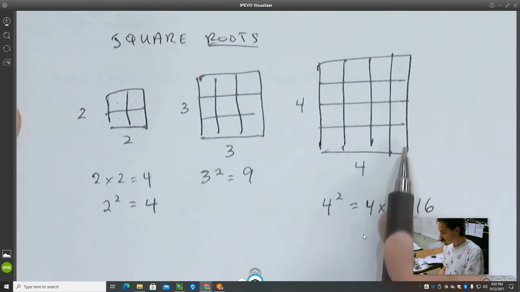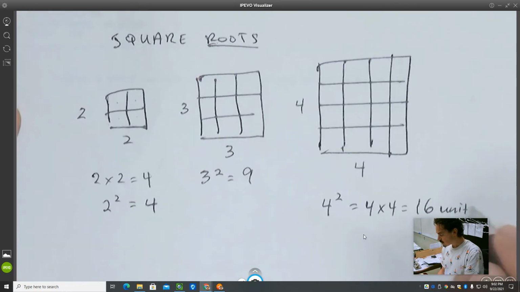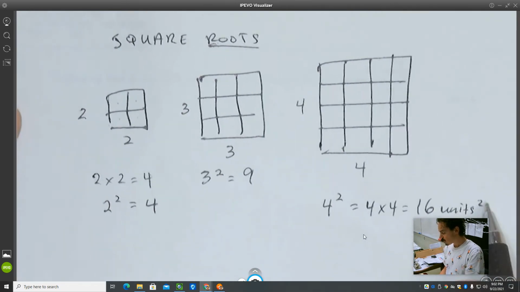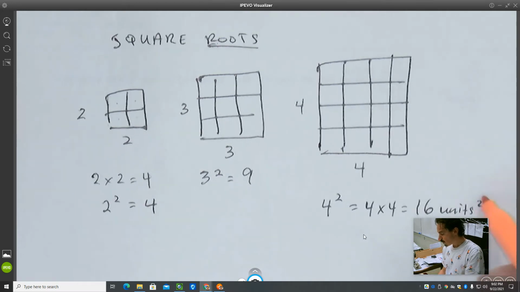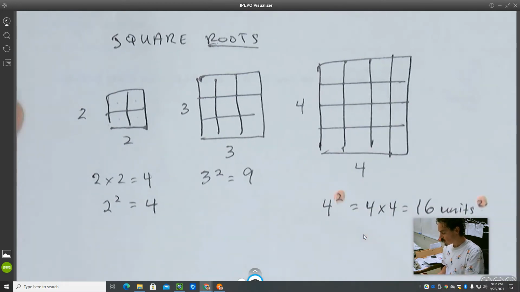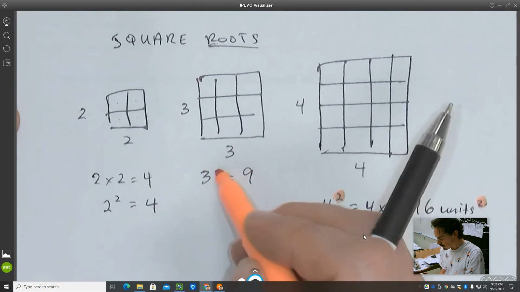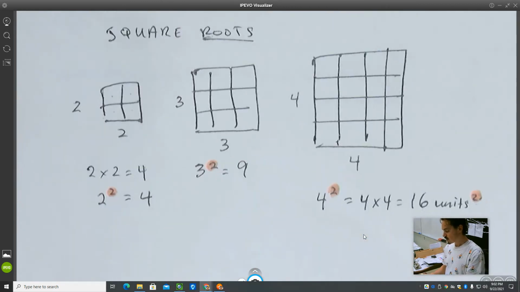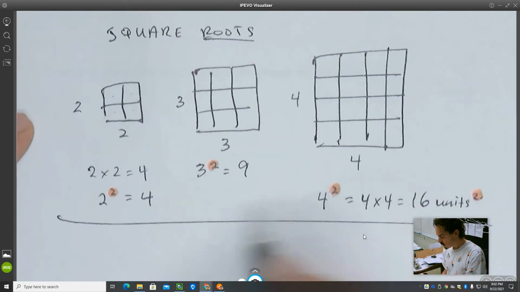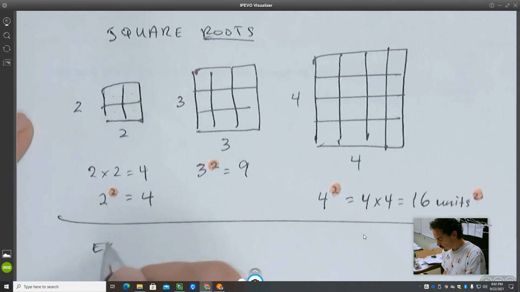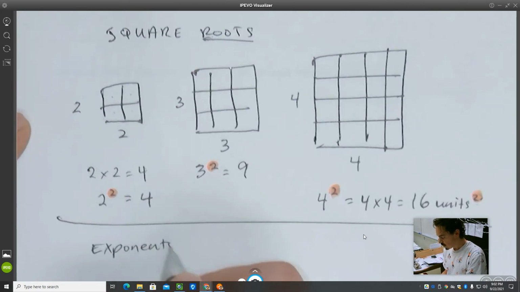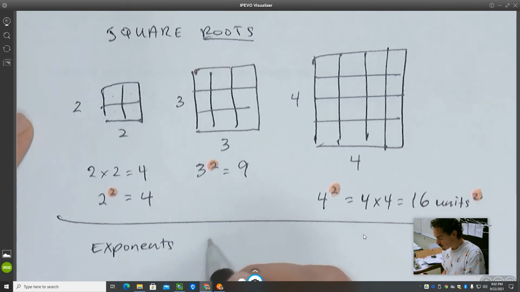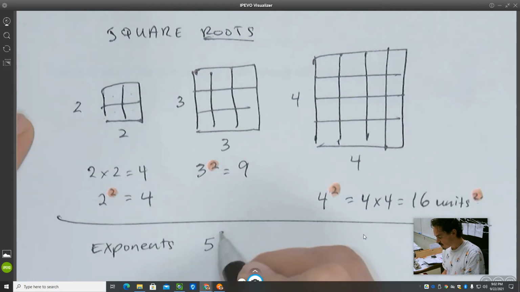Now, of course, these should have units. If I said units, the units would be units squared. We say squared, even though it's a little 2, to represent that this is the area of a square. Now these little numbers up here are part of a math operation called exponents. And you can have other numbers other than just 2.